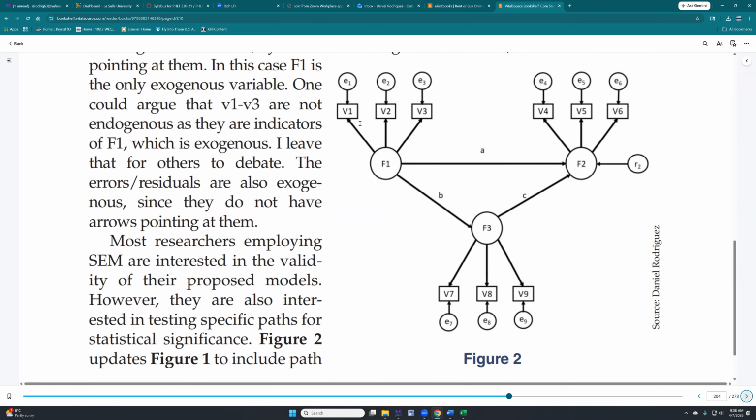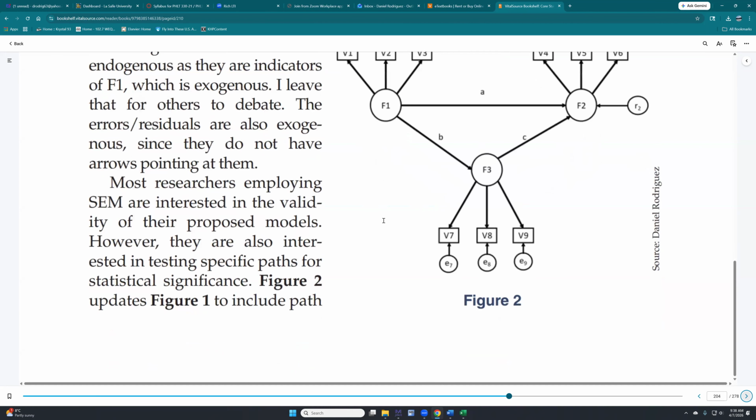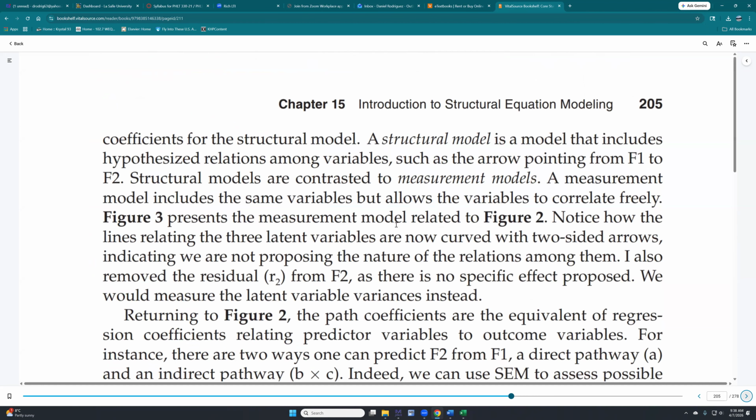If I wanted to do this with regression, I'd have to take some kind of a sum of these three, maybe get an average, right? But that's already taking away from the complexity of these models, because we don't know how strongly F1 is related to V1, V2, and V3. That's not taken into account if we just add things up in a linear fashion. Okay. It's really, really cool stuff.